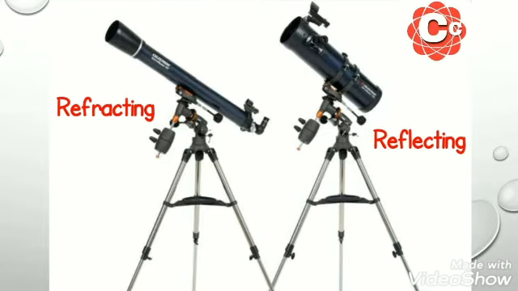So this means when we are observing a distant object through an instrument, that is the scope, this is combinedly known as the telescope. Basically there are two types of telescope. One is the refracting and another one is the reflecting.